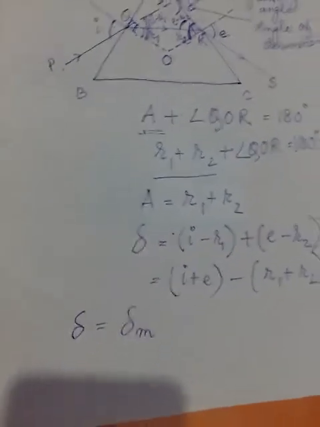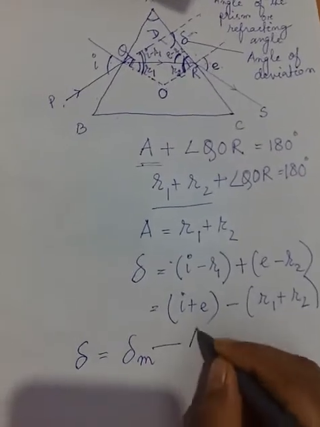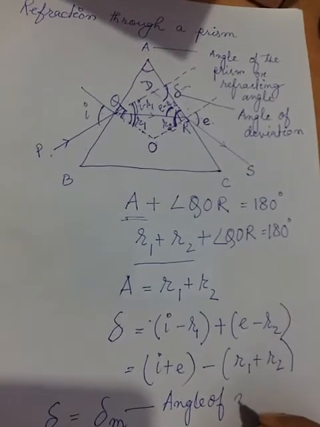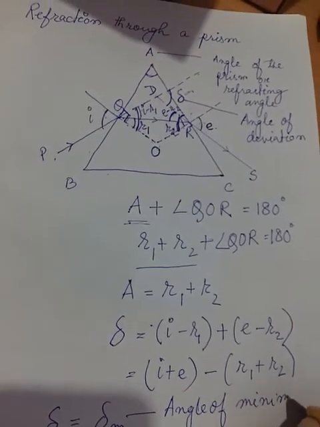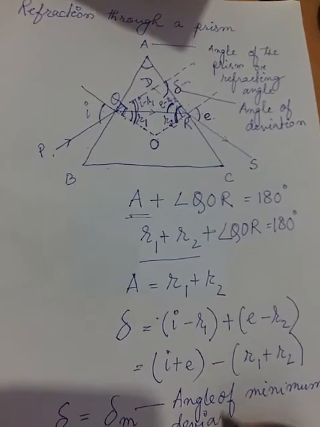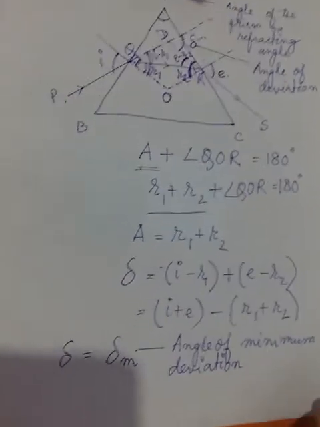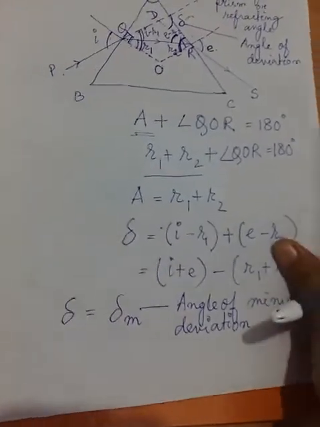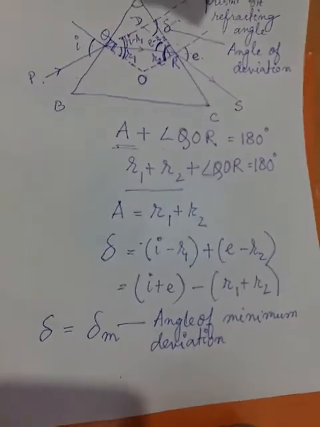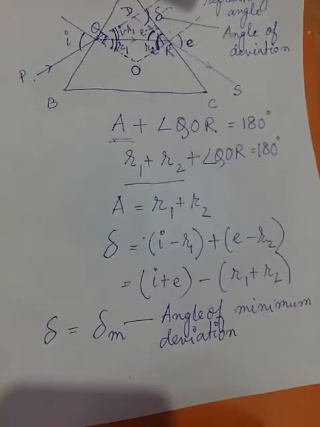So what does delta M represent? Delta M is the angle of minimum deviation, which is the minimum value of the angle of deviation. But when we have this angle of minimum deviation, there are some conditions for it.